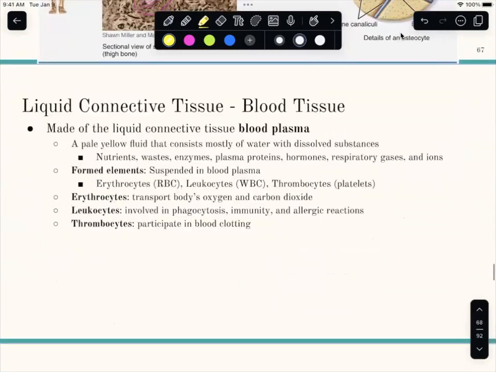Your blood is also a connective tissue. So we have different cells within our blood, but your blood is the only connective tissue that is considered a liquid. That plasma is the liquid portion of it. So within your blood, we have erythrocytes, or those red blood cells. We have leukocytes, or white blood cells, your immune cells. And then we have thrombocytes, or platelets. Platelets help to clot your blood when a blood vessel's been broken.